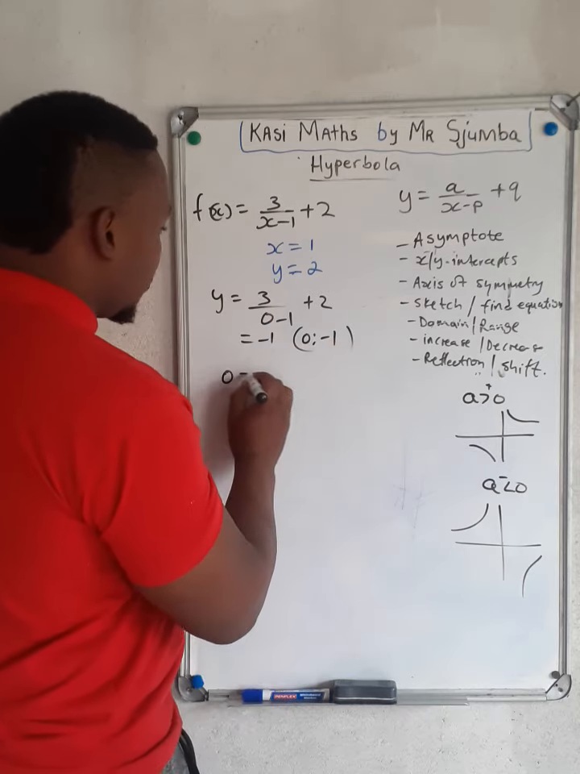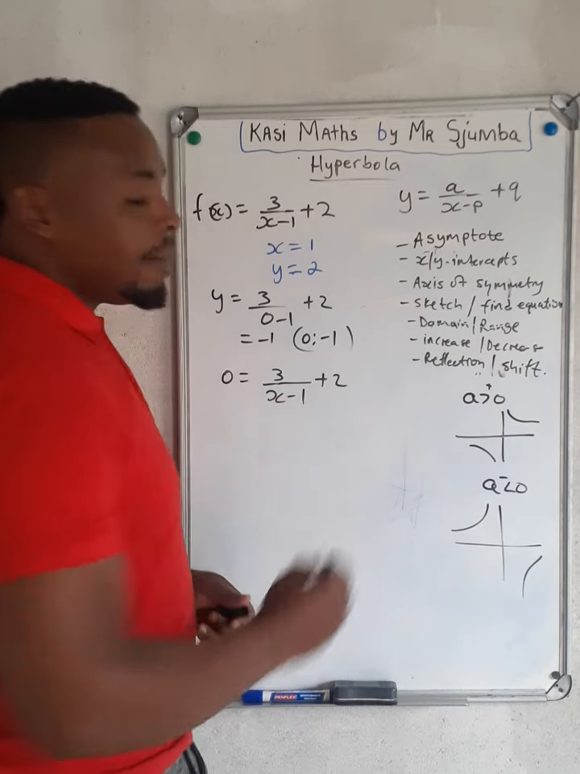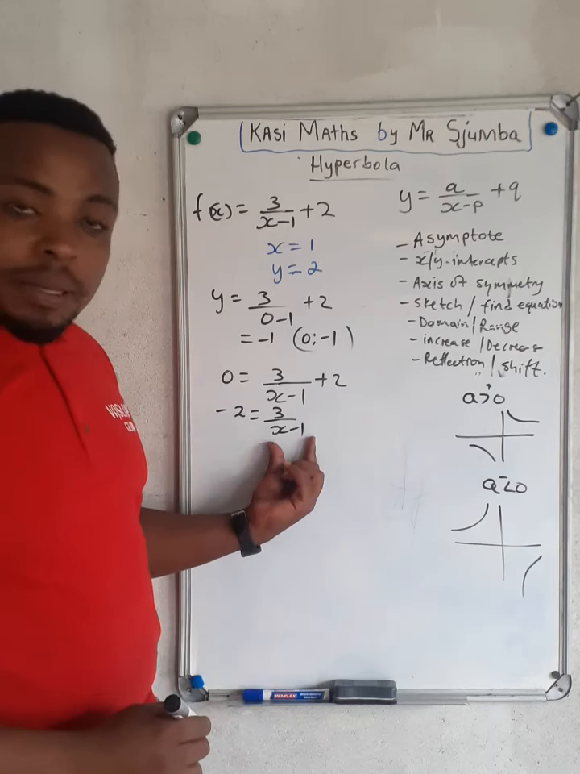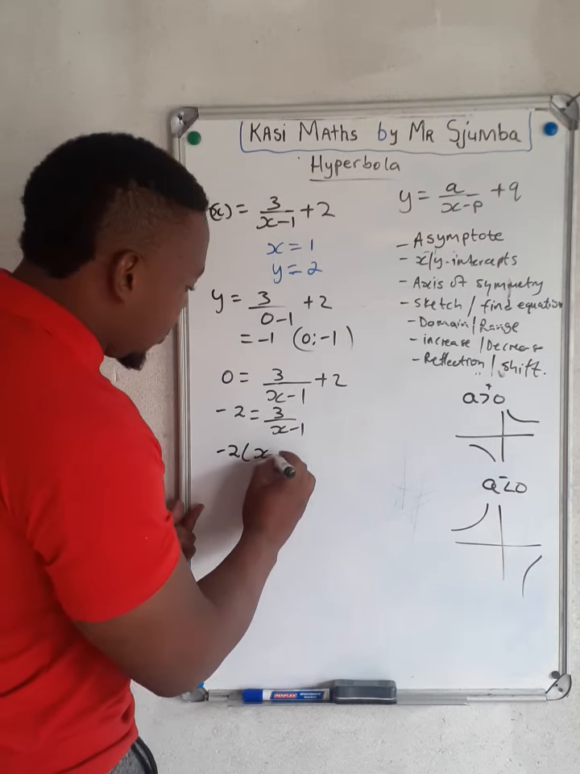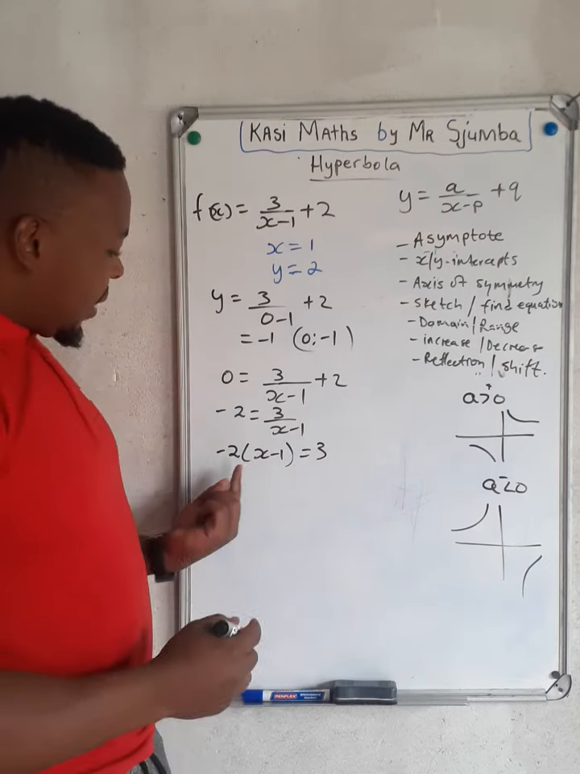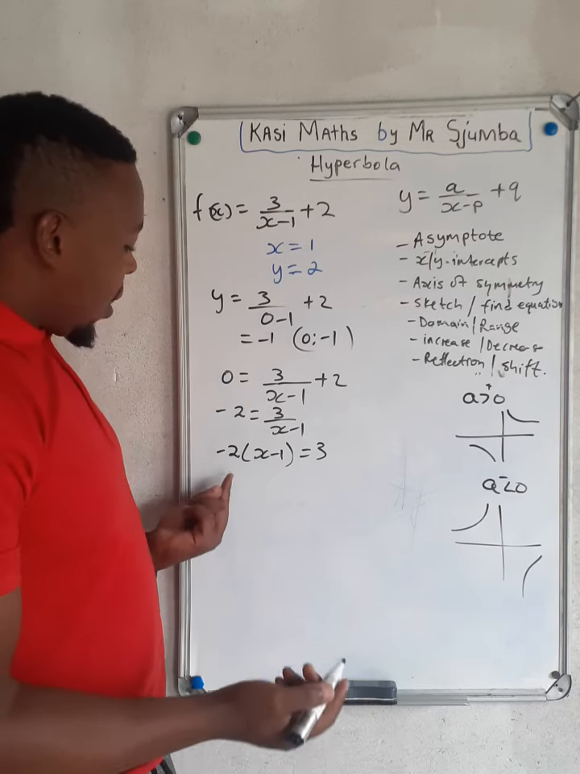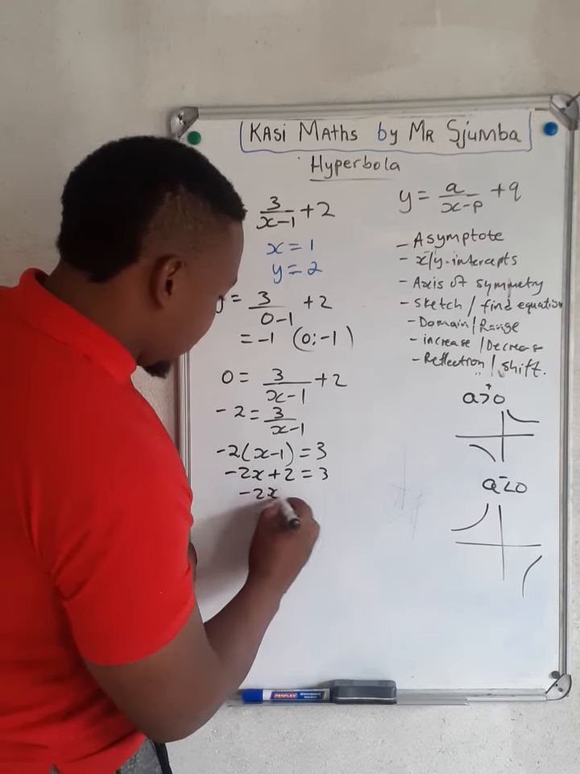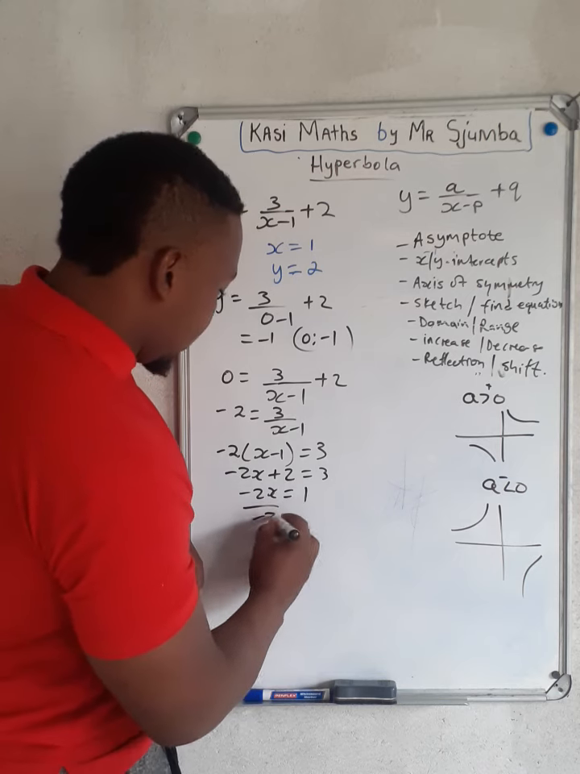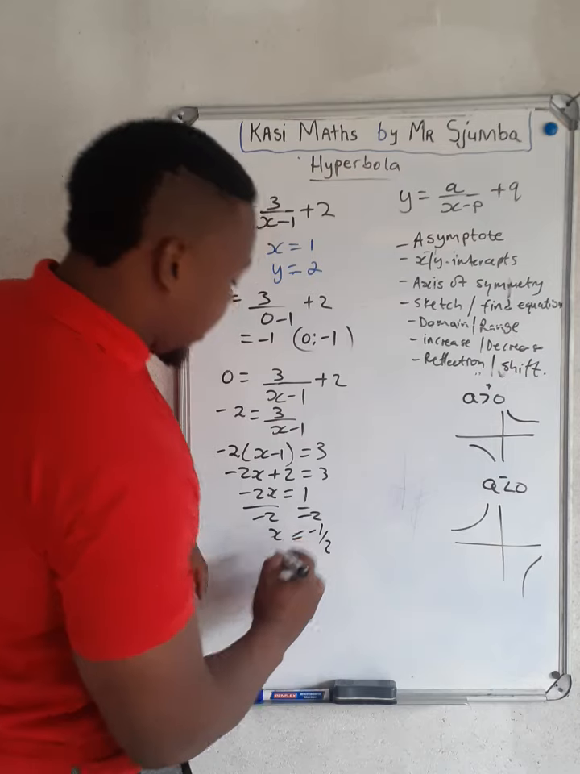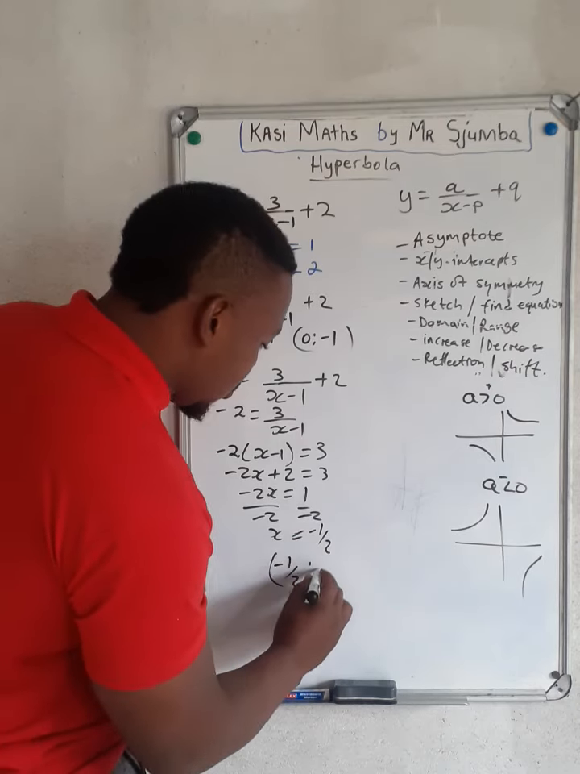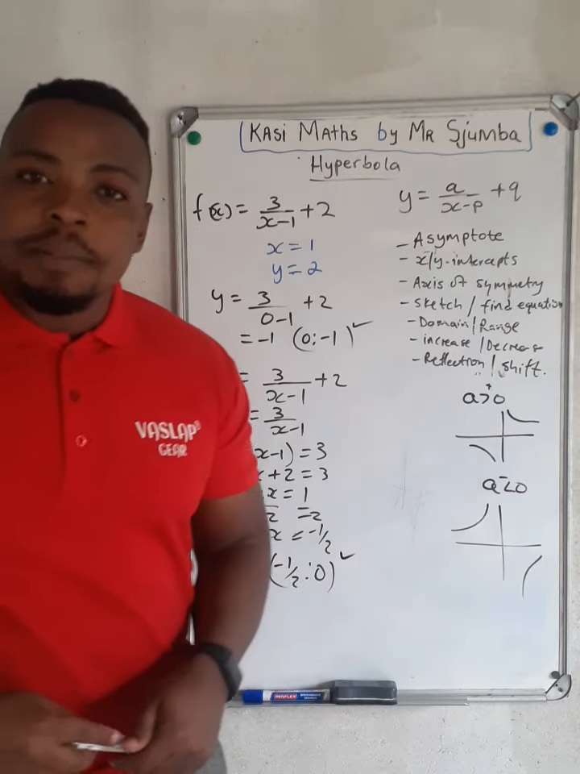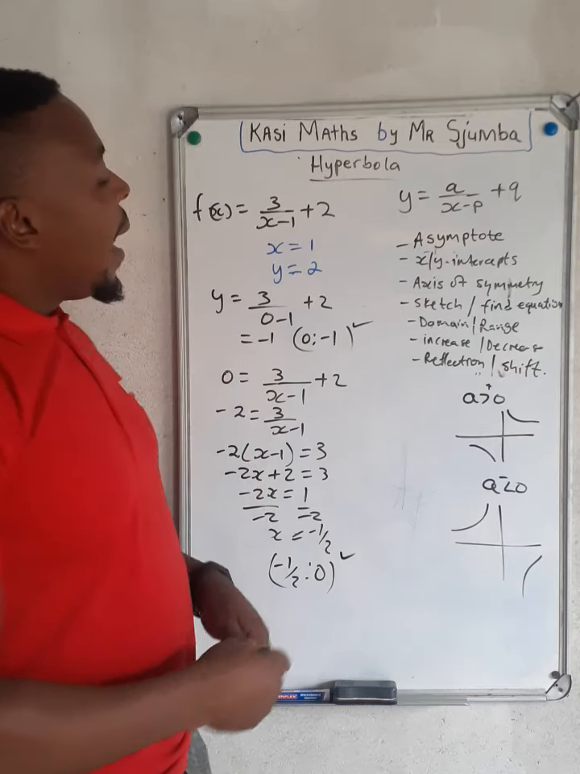For the x intercept, we make y 0, so 0 equals 3 over x minus 1 plus 2. Take the 2 across, so minus 2 equals 3 over x minus 1. Then we cross multiply: minus 2 times x minus 1 equals 3. Then we divide by minus 2: x minus 1 equals 3 over minus 2, so x equals minus 1 over 2. The x intercept is (minus 1 over 2; 0). So to find the intercepts, we make y 0 or x 0, then we solve.